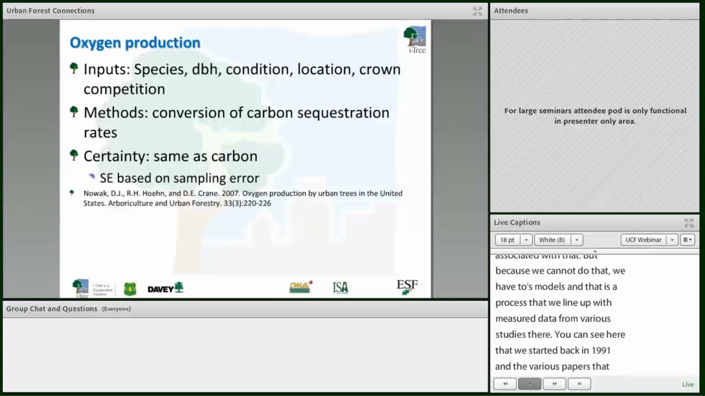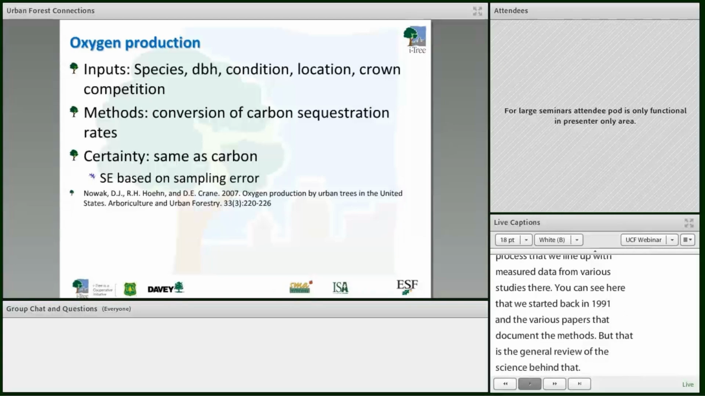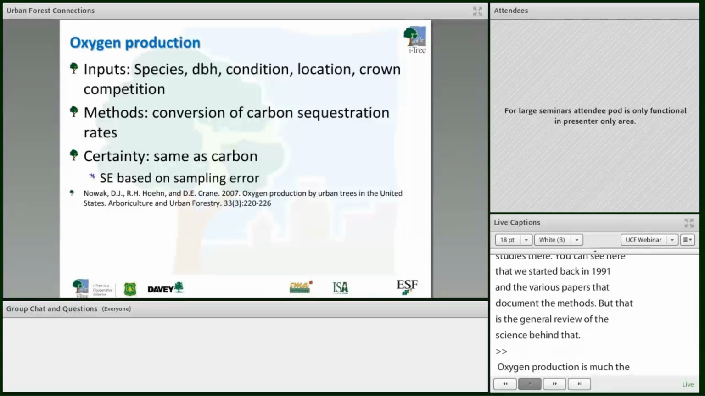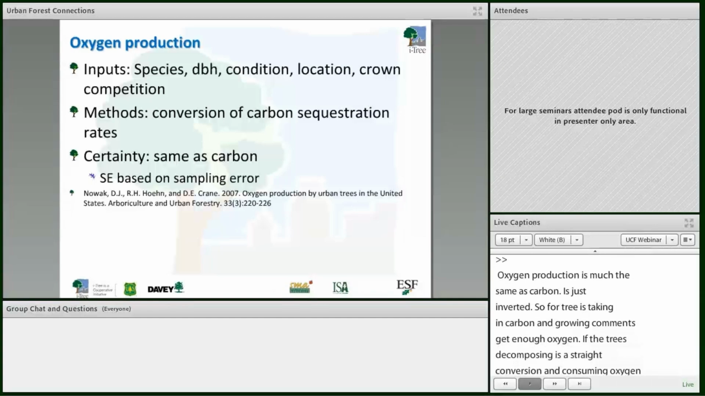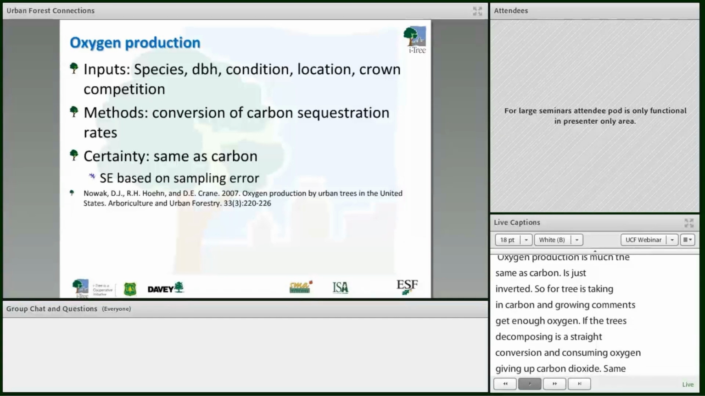Oxygen production is pretty much the same as carbon, it's just inverted. So if a tree is taking in carbon and growing, it's giving off oxygen. If the tree is decomposing, it's a straight conversion. It's consuming oxygen and giving off carbon dioxide. It's the same method that I just talked about, but it basically is based on the measurements of the tree and these equations to predict biomass.